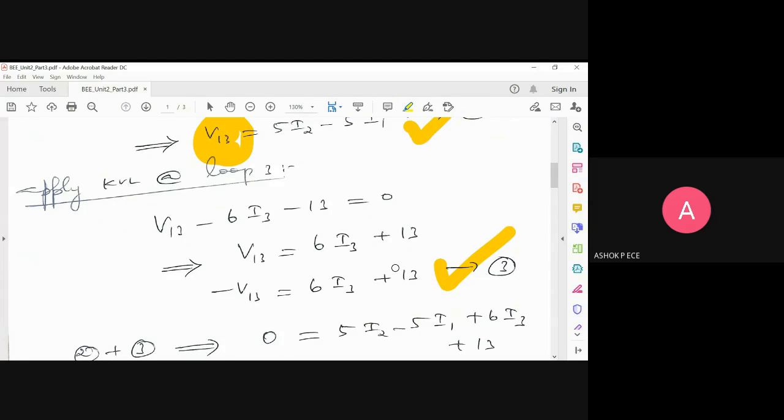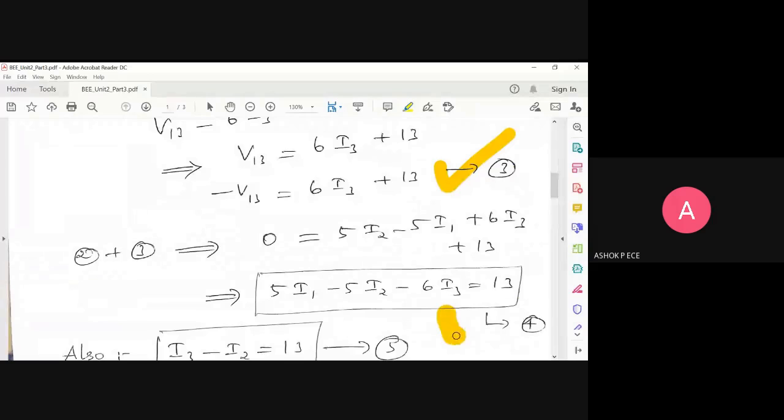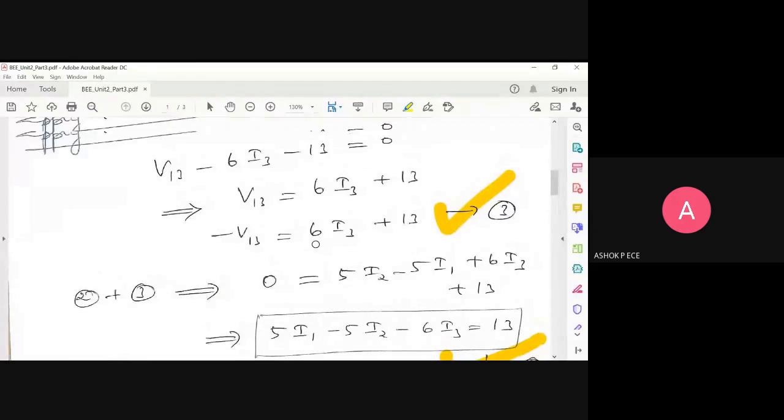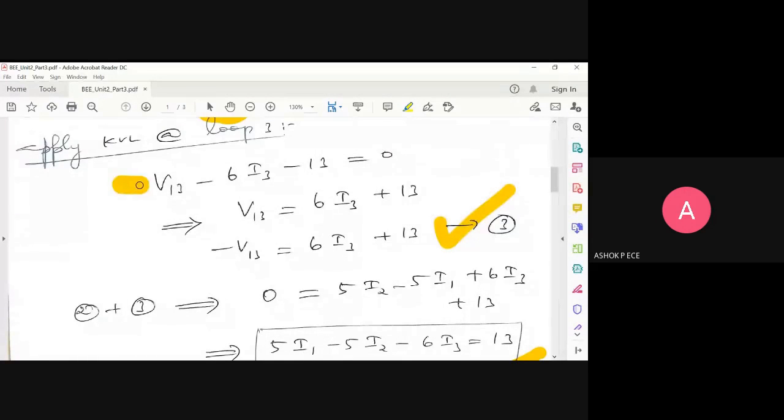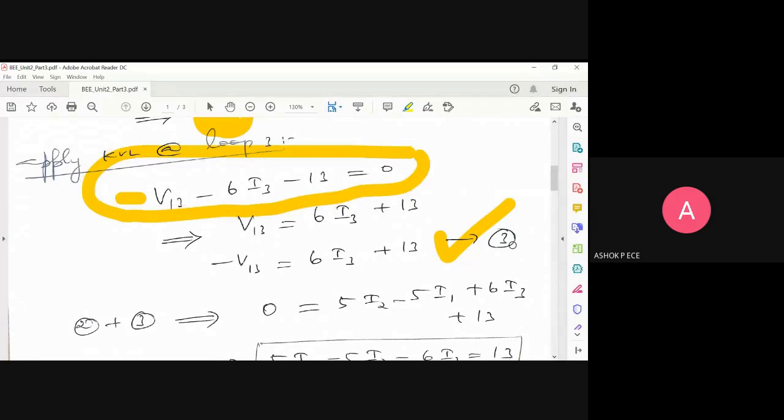So if you add the two equations, you can eliminate V13. So this will be your fourth equation. I think I made a mistake here. Here you should get a minus sign. Correct? Yes, sir. I missed the minus sign for V13, but equation number 3 is correct actually. Minus V13 equal to 6I3 plus 13.